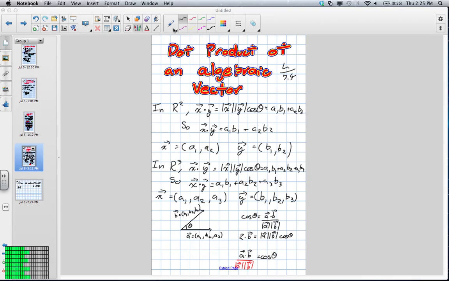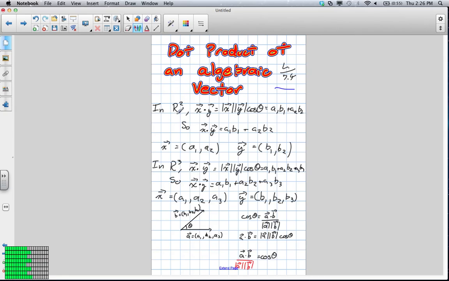Okay, we're looking at the dot product of an algebraic vector. This is lesson 7.4. We've gone over some rules. Essentially what we added is vector x dot vector y, which we already knew was equal to the magnitude of x times the magnitude of y times cos theta. But it's also, in terms of component form, equal to taking the first term of x and the first term of y, multiplying them together, and then adding the second term multiplied by the second term in each, and getting a value. Again, it's going to be a scalar. It's just going to be some number, not a vector in itself.